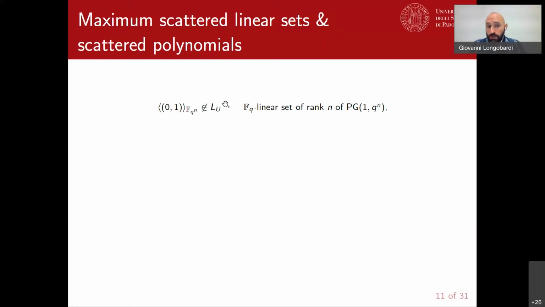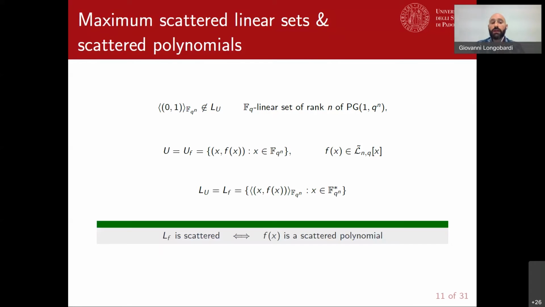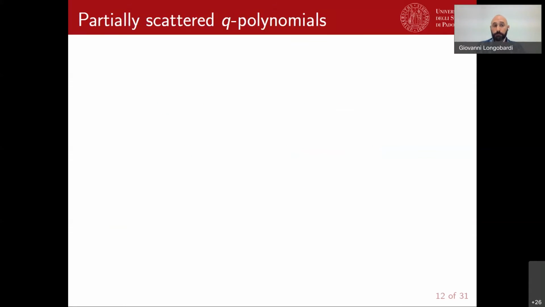And so, up to collineation, we can always suppose that the point (0,1) of the line PG(1,q^n) is not inside this linear set. And so the subspace underlying this linear set becomes of this shape, and also the linear set becomes of this shape, the couple x and f(x). And so it is very simple to see that L_f is scattered, and also, of course, the subspace underlying is, if and only if f(x) is a scattered polynomial.